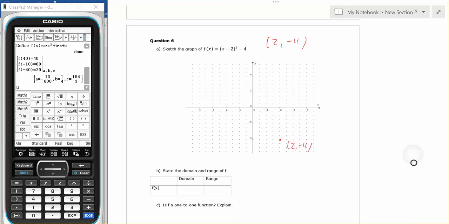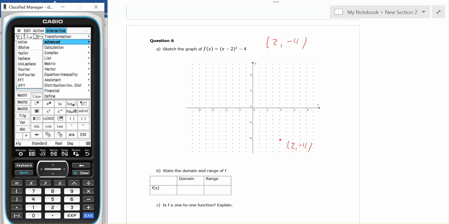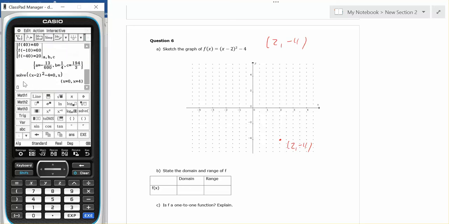Let's find the x-intercept. Now you can obviously use a calculator for this. So for the x-intercept, y equals 0, or f of x equals 0, x minus 2 squared minus 4 equals 0. Interactive, advanced solve. Okay, 0 and 4. So that's where they intersect.